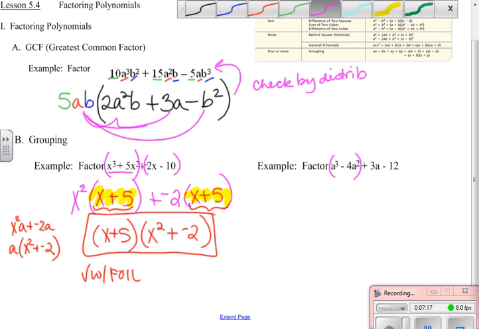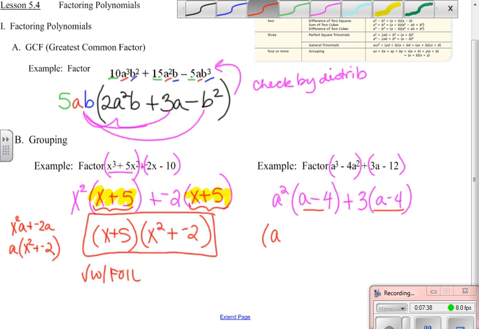If again I have 4 terms, I'm going to group like this. A cubed minus 4a squared has a common factor of a squared. A minus 4 plus 3a minus 12 has a common factor of 3. Now, a minus 4 is a common factor in both of them, so I pull a minus 4 out, and I'm left with a squared plus 3.